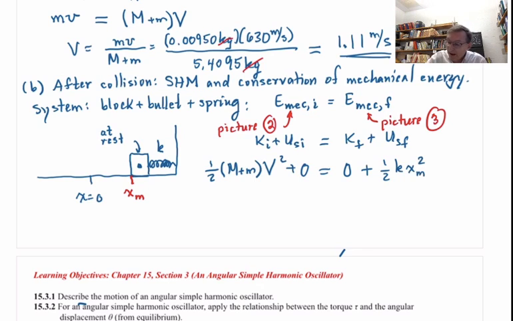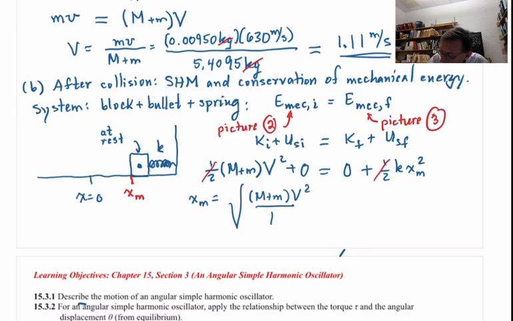And I'm going to solve for x max. I'll multiply both sides by 2. Those will go away. And then I'll divide both sides by k, and then I'll take the square root of both sides. You get x max equals the square root of big M plus little m times big V squared all over k.